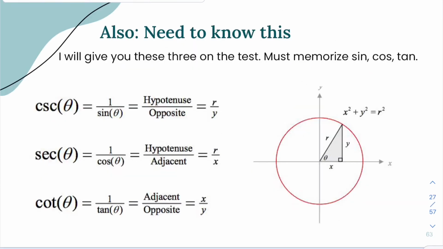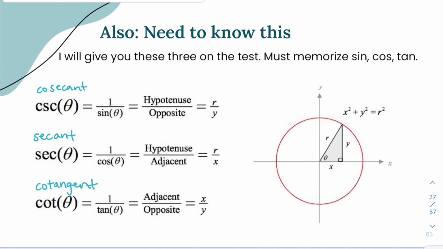So in addition to sine, cosine, and tangent, there also exist their reciprocals. We have CSC, which is cosecant. That is the reciprocal of sine. So instead of opposite over hypotenuse, it's hypotenuse over opposite. We have SEC, which is pronounced secant. And then we have COT, which is the reciprocal of tangent, which is pronounced cotangent.